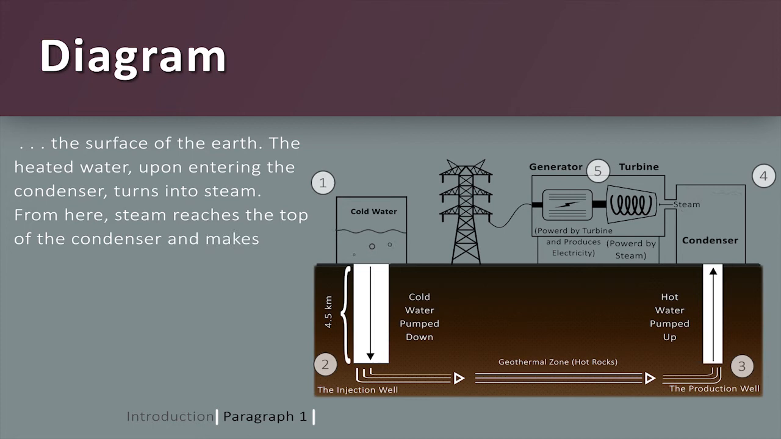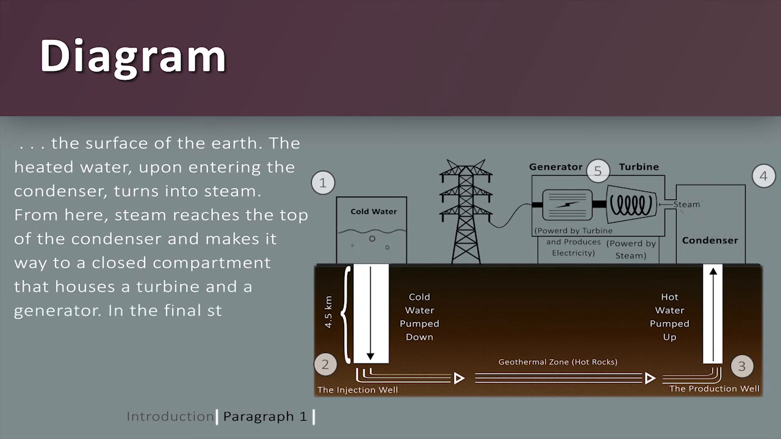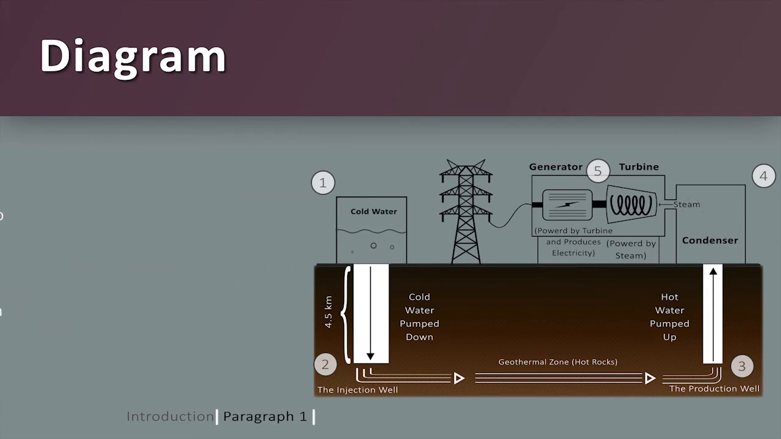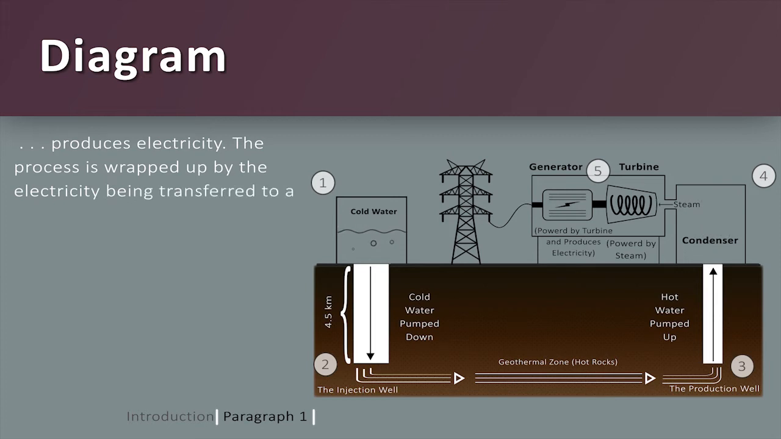The heated water, upon entering the condenser, turns into steam. From here, steam reaches the top of the condenser and makes its way to a closed compartment that houses a turbine and a generator. In the final step, steam sets the turbine in motion. This turbine, in turn, powers a generator that produces electricity. The process is wrapped up by the electricity being transferred to a transmission tower.